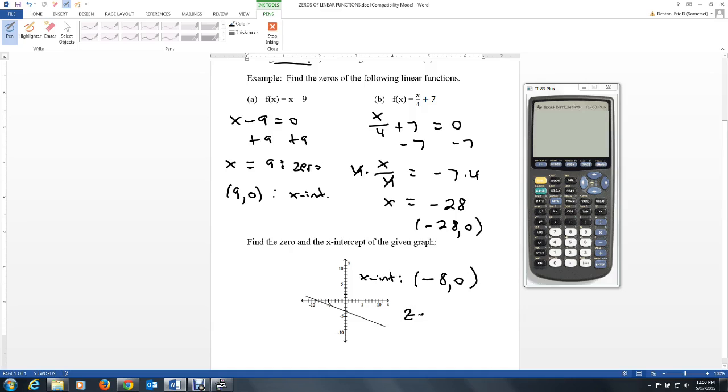Which means that the zero is going to be x equals negative 8. And that's it.